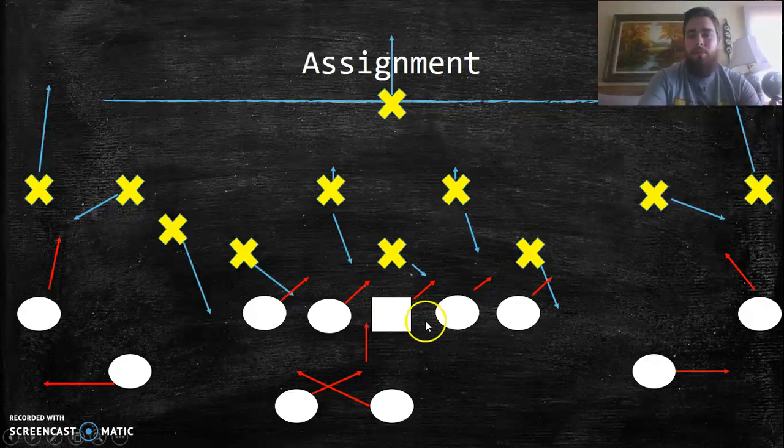The nose guard, he is responsible for the A gap. He's going to slant to the A gap. This end over here probably has a harder job because he's trying to cross this tackle's face. And so he is responsible for this B gap.